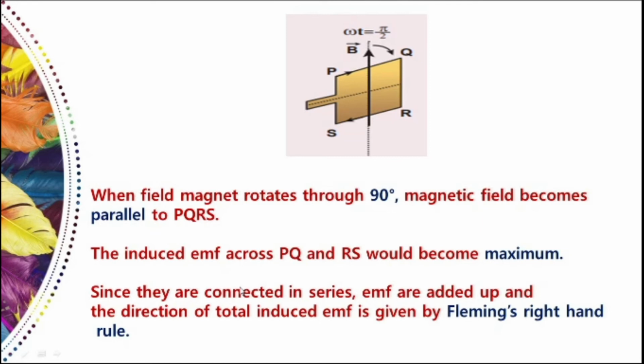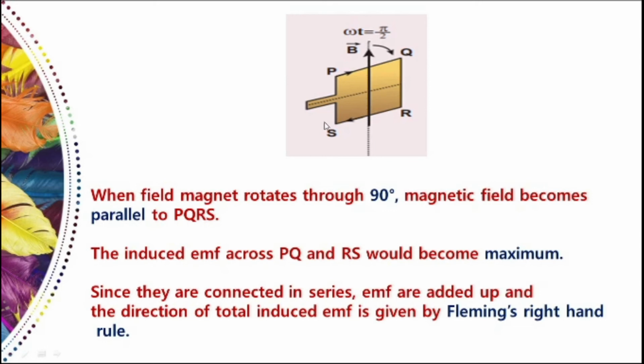Here, we need to keep our thumb pointing to the left. The direction of induced EMF is at right angles to the plane of the paper. So, to the plane of the paper, it would be a right angle. So, for PQ, it is inwards. For RS, it is outwards. So, what about the direction of the current according to Fleming's right hand rule? It is along PQRS. Okay.